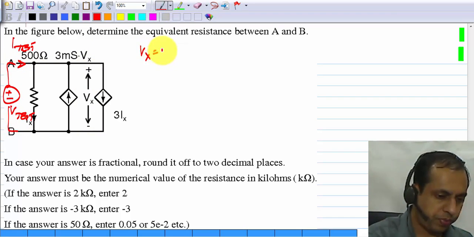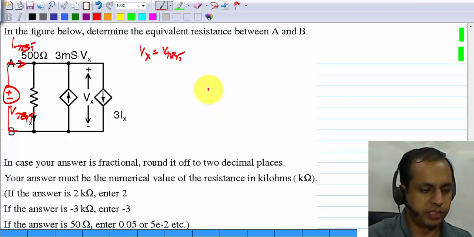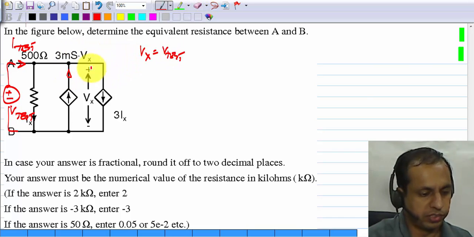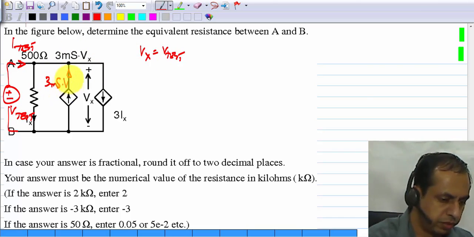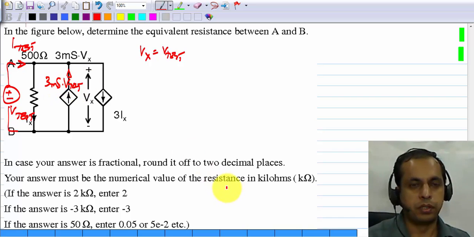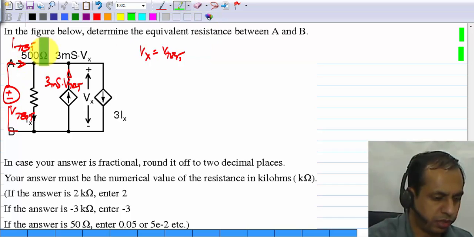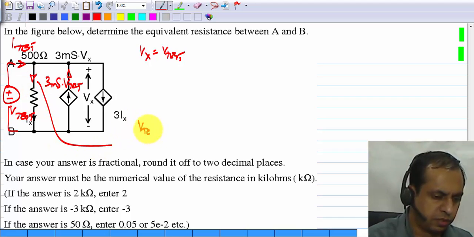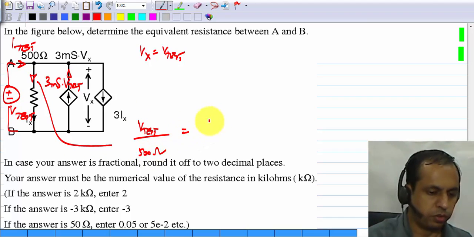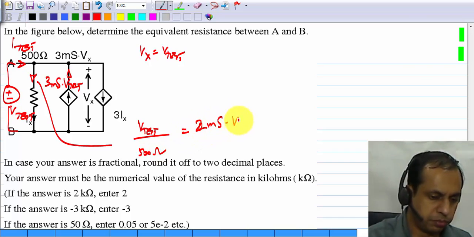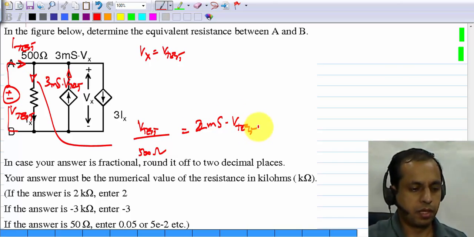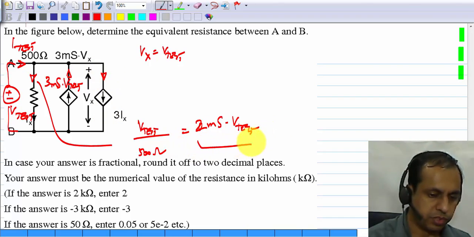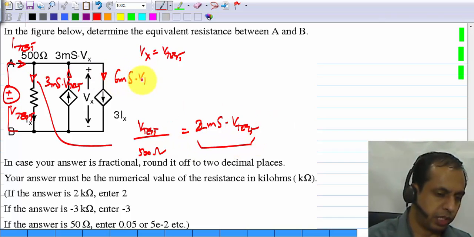So Vx equals V test, and this current here, that is 3 millisiemens times Vx. So that is 3 millisiemens times V test. Okay, and we have a 500 ohm resistor there. So the current Ix, which is flowing this way, that you can see, that is V test by 500 ohm, or 2 millisiemens times V test. Okay, so Ix, this current is 3 times this, so that is 6 millisiemens times V test.